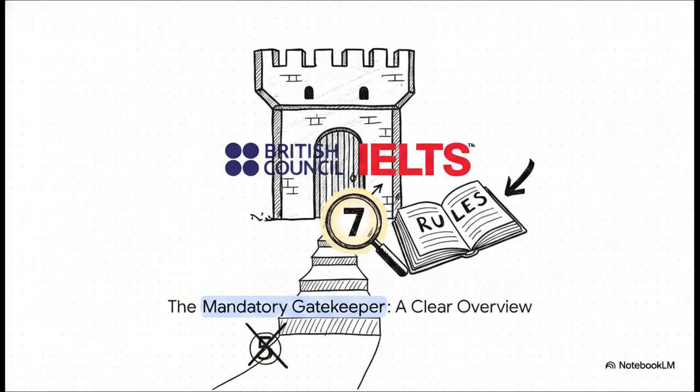The British Council's own grading rubric actually treats a clear overview as a mandatory gatekeeper. The rules are crystal clear and publicly available for anyone to see. If you omit an overview, you absolutely cannot score above a band 5 for task achievement, period. And to hit that coveted band 7, well, the rubric specifically demands a clear overview. It is, without a doubt, the single most important paragraph in your entire report.